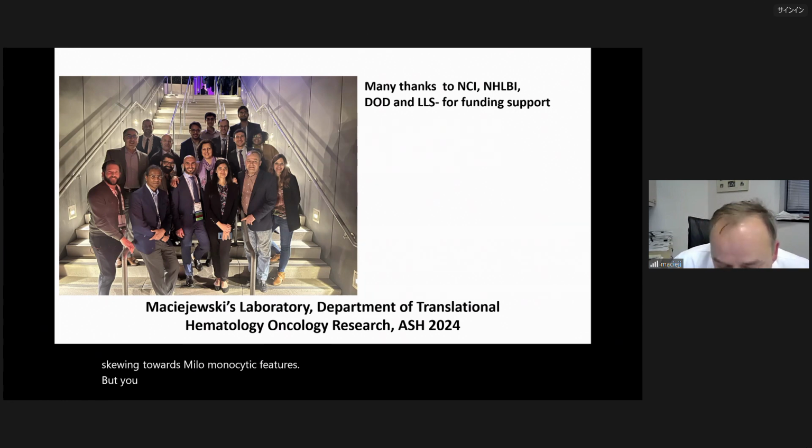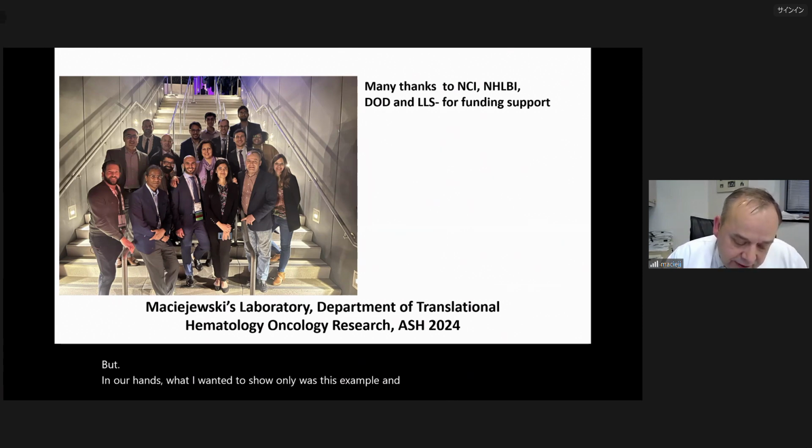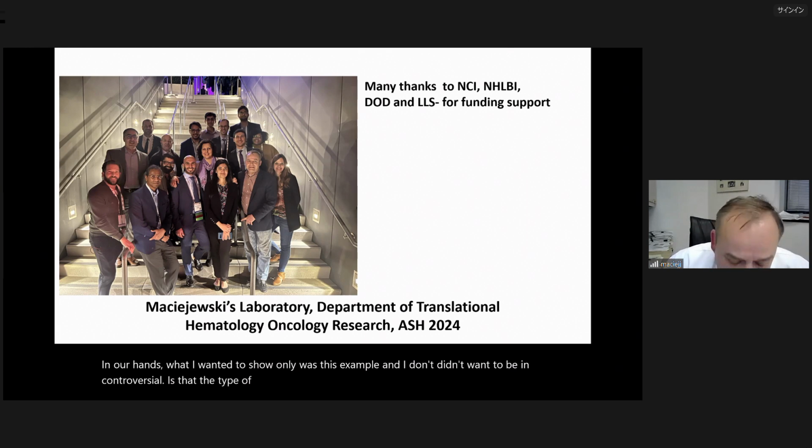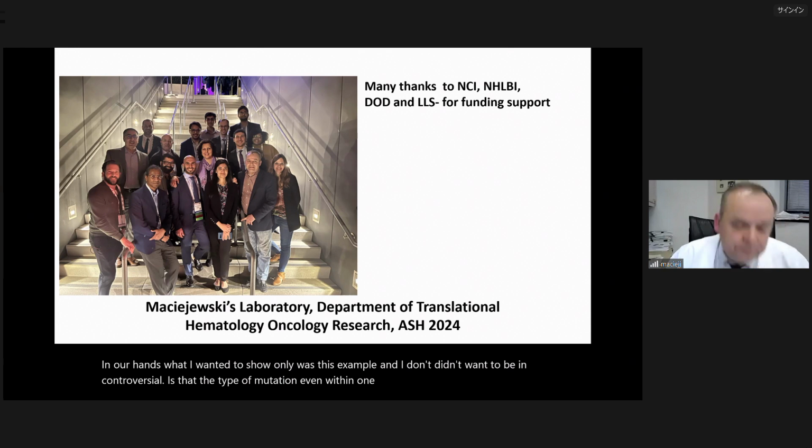But in our hands, what I wanted to show with this example, and I didn't want to be controversial, is that the type of mutation, even within one gene, might have differential prognosis.